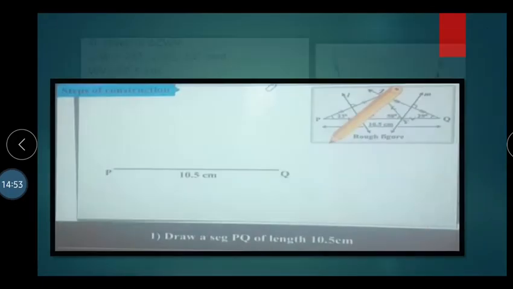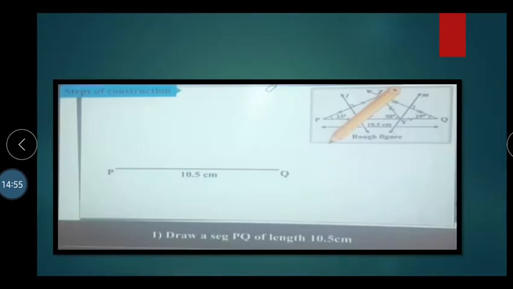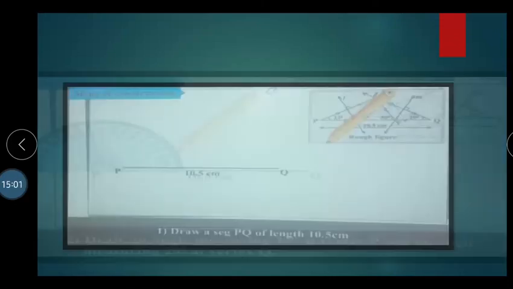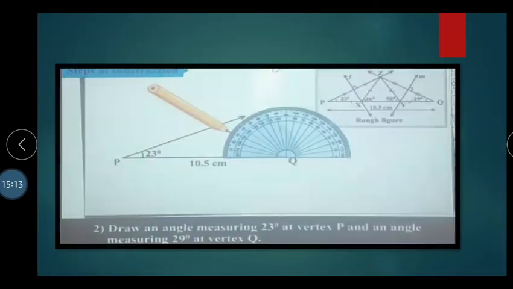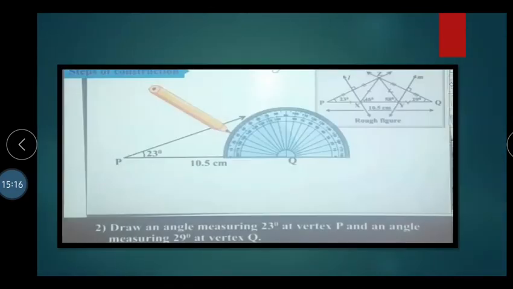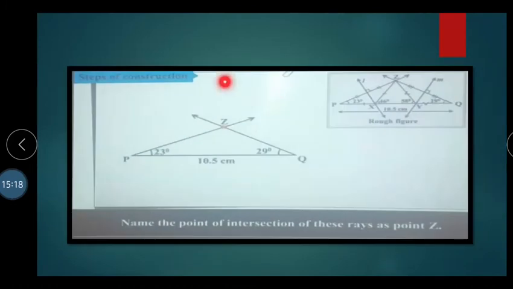So, let's see the steps for construction. Step number 1. Draw seg PQ of length 10.5 centimeters. Step number 2. Draw an angle measuring 23 degrees at vertex P and an angle of 29 degrees at vertex Q. As we have finished drawing this, we will name the point where the rays meet as Z.